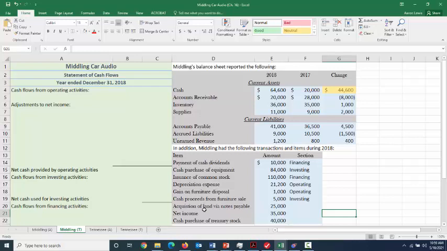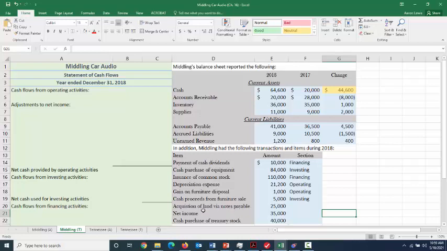Well, land is a non-current asset. Notes payable is a piece of long-term debt. Non-current assets go in the investing section. Long-term debt goes in the financing section. Which place should we report this? And the answer to that is neither.